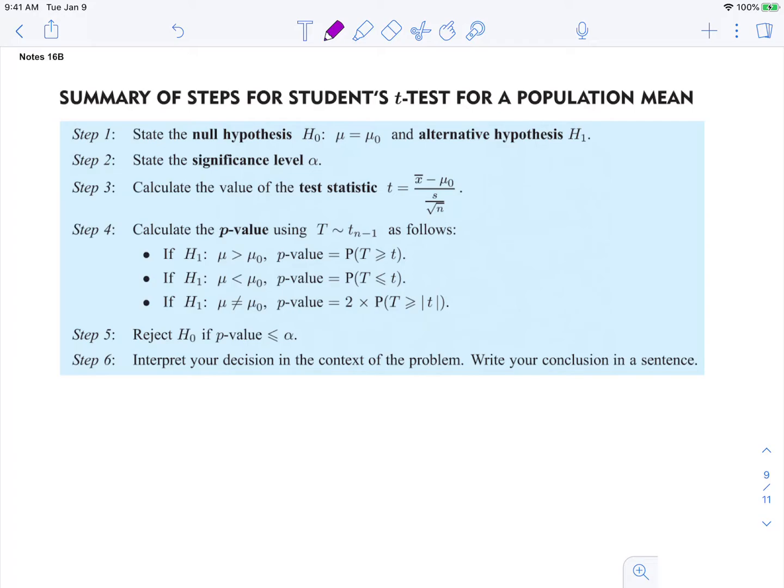and then depending on that, if the p-value is less than the significance level, you would reject the null hypothesis. Step 6 is to interpret your decision in the context of the problem. You'll want to write your conclusion in a full sentence.